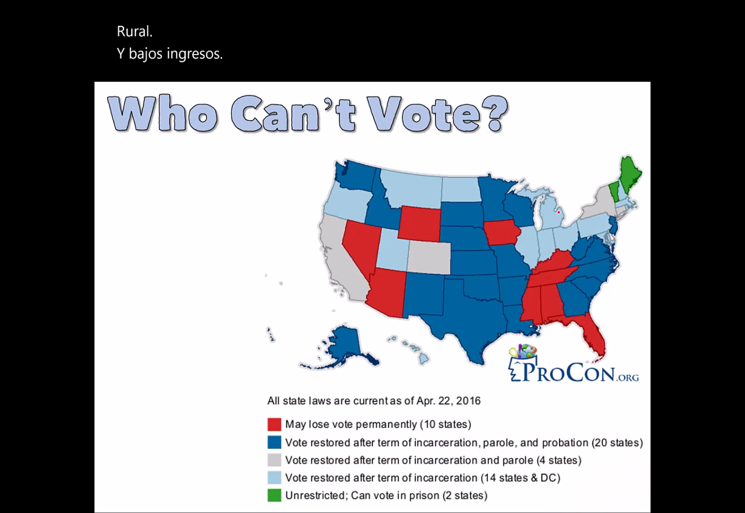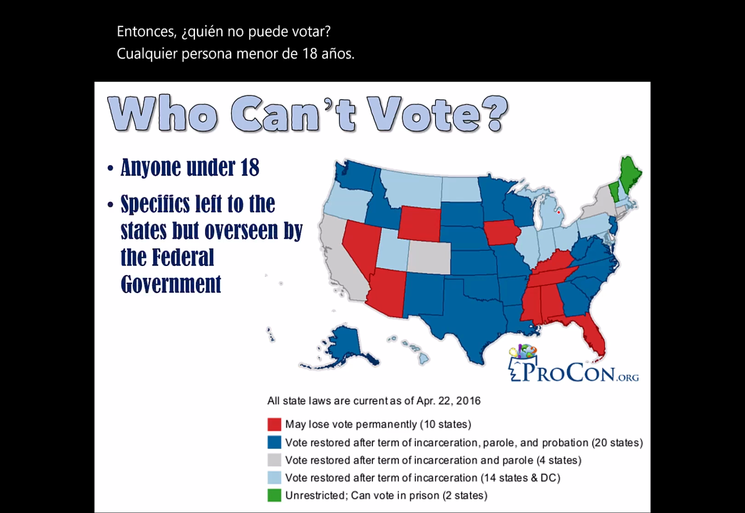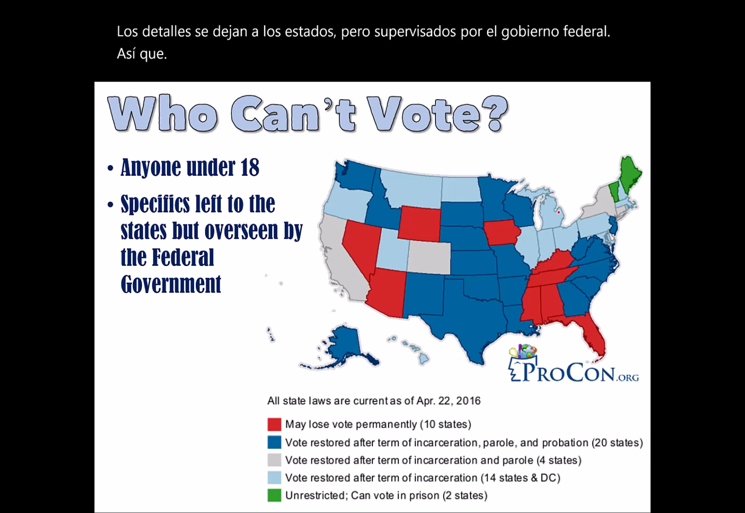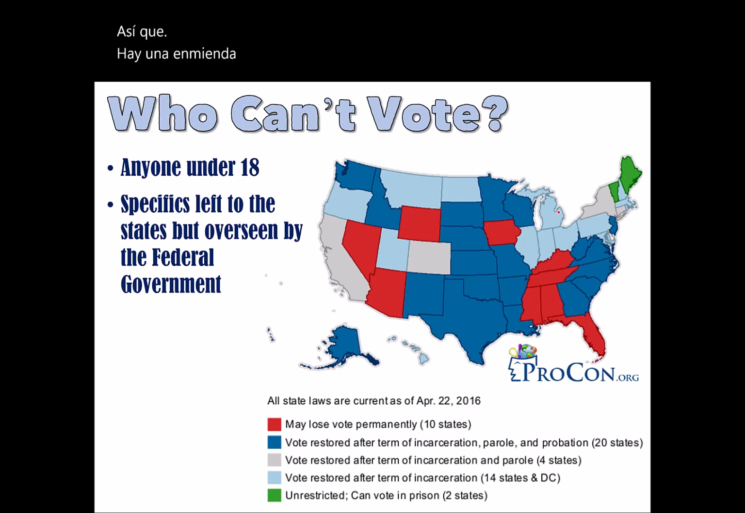So, who cannot vote? Anyone under the age of 18. Specifics left to the states, but overseen by the federal government. So there's an amendment to the Constitution that allows everyone over the age of 18 to vote.